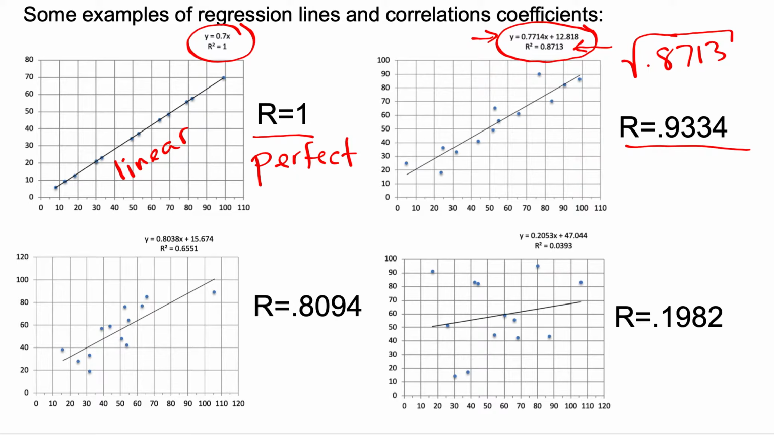Okay, moving on to this next example, you see with a correlation coefficient of 0.8, it's a little smaller correlation coefficient.